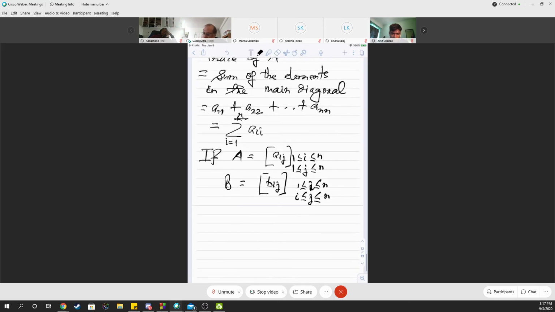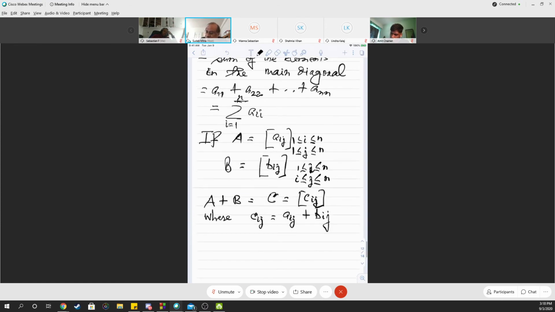Of course, they are compatible for addition. Then A plus B is the matrix C, call it Cij, where it's very easy to write the elements Cij. Cij is simply Aij plus Bij. And that tells us something: the trace of A plus B is equal to trace of A plus trace of B.